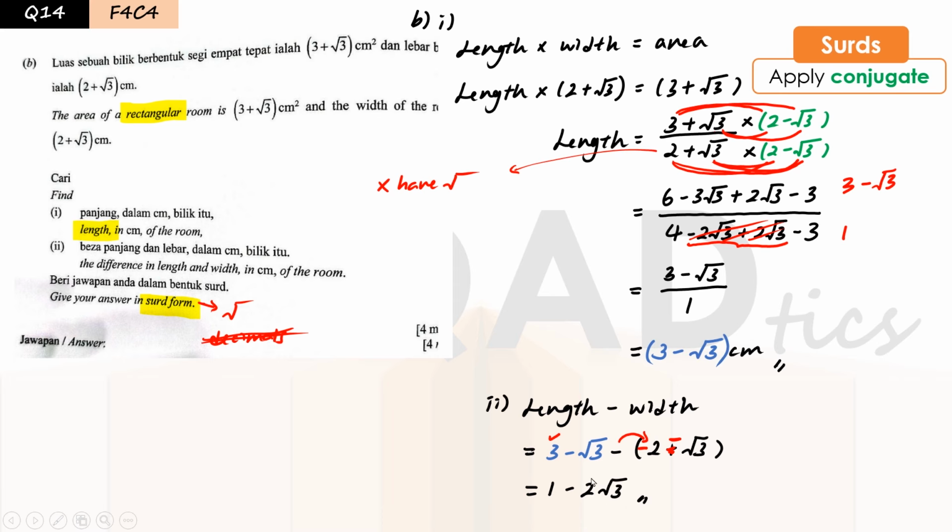And again, write it in the surd form. Do not write it in decimals. Okay, and let me add the unit here. Alright, so 1 minus 2 square root 3 cm.